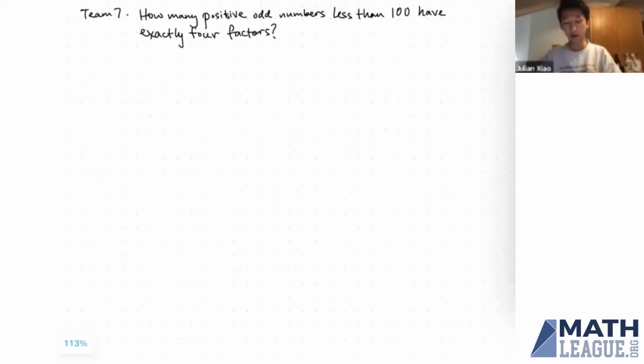How many positive odd numbers less than 100 have exactly 4 factors? Now, the good thing about a team is that if all else fails, you can have someone that's a member of your team just go through all 100 numbers and see if they can find how many of them there are. But I want to show you a nice and easy way to go about this problem.